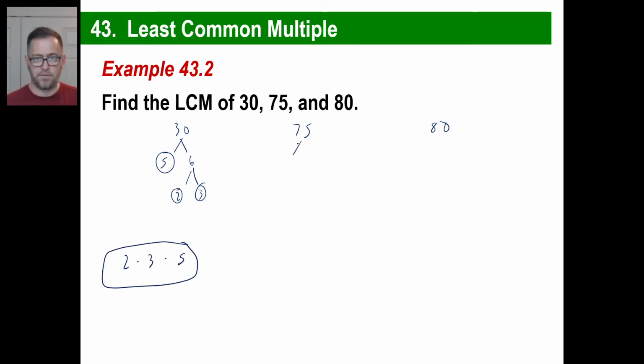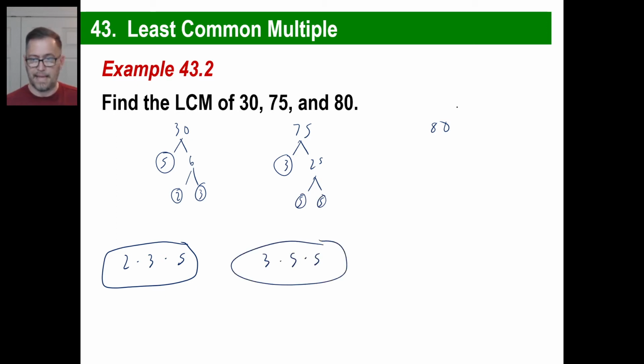Okay, 75, of course, that's 3 times 25, and then 5 times 5. Okay, so I got 3, I got 5, and I got 5. 80, well, I don't know, 40 times 2 is a good enough way to start as anything. And then we can keep going, 20 times 2, 10 times 2, 5 times 2, and that's it, 1, 2, 3, 4. So 2 times 2 times 2 times 2 times 5.